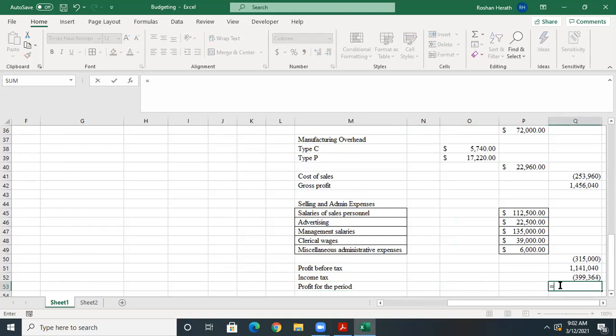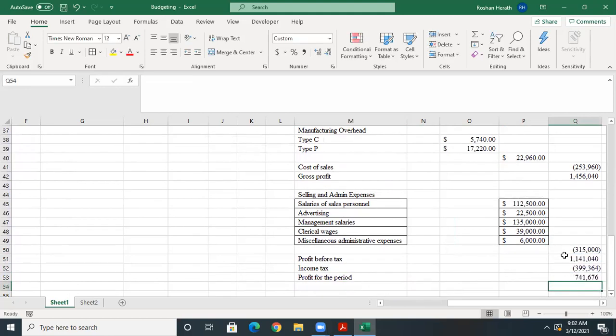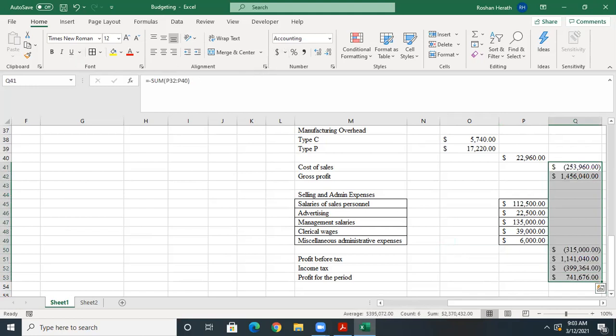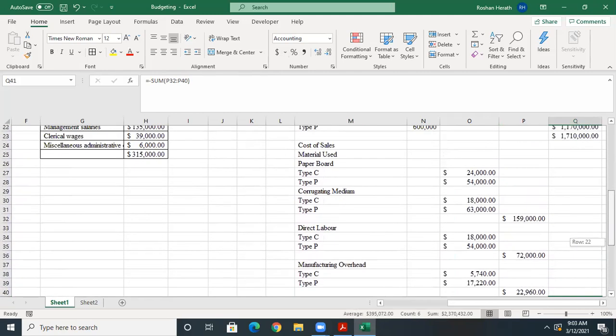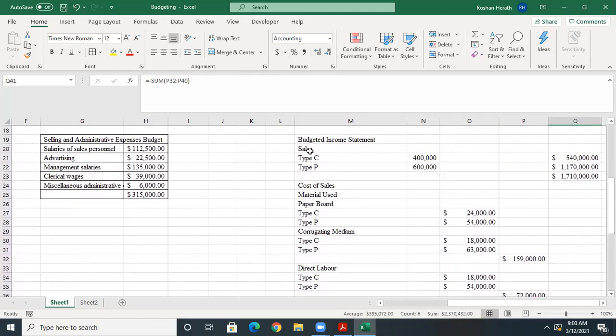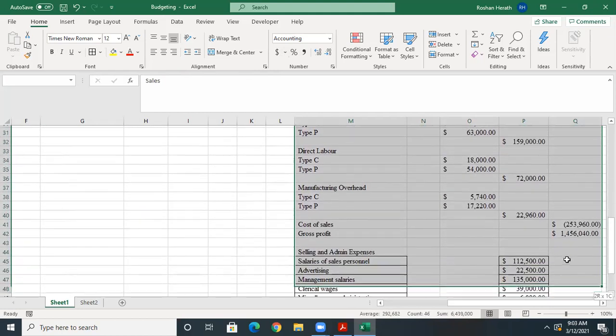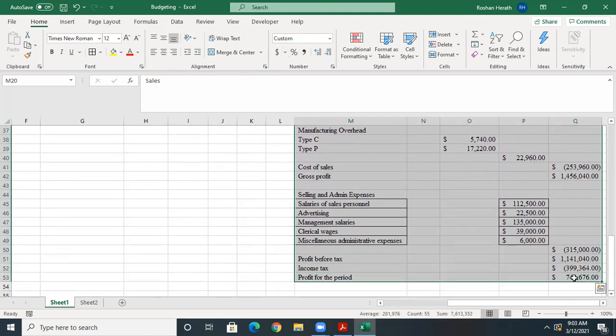So how much is that? The profit for the period. This is it. Right, that's it. So you have worked out the profit for the period. If anything is not clear, you can let me know now. So reflect on this, whether you are getting that or not.